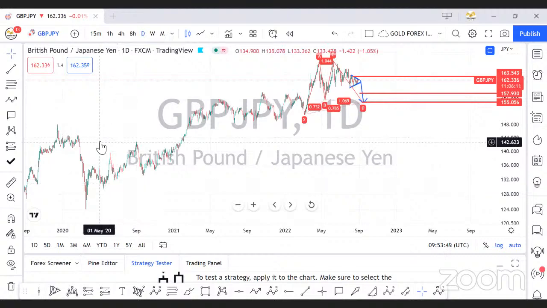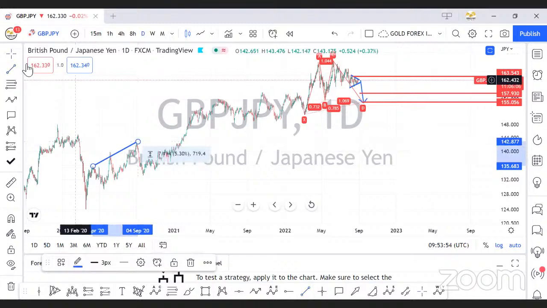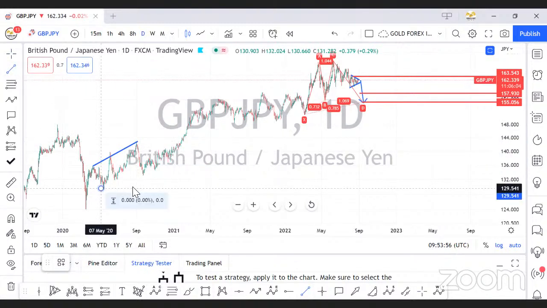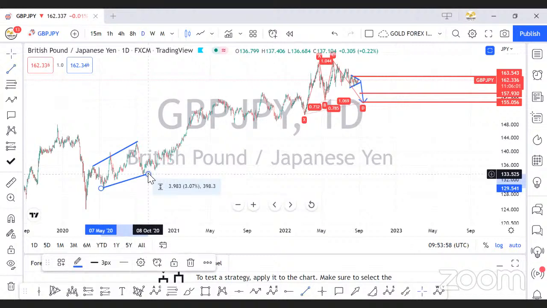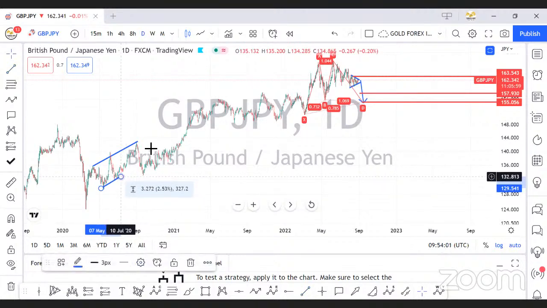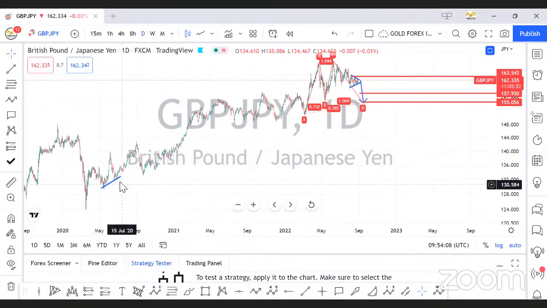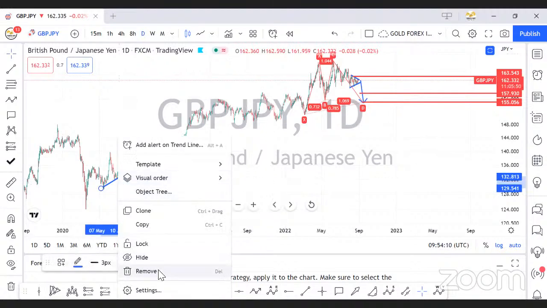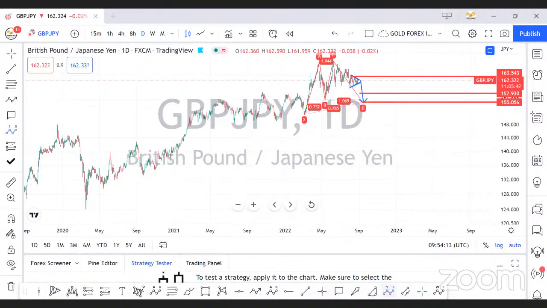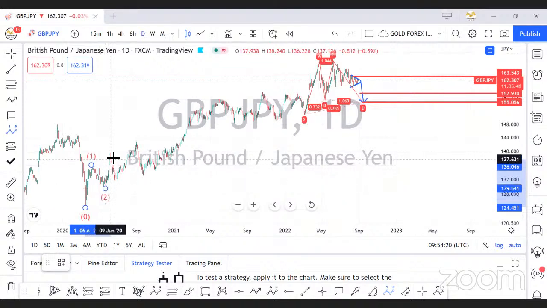So I saw this as wave one. So it started with a leading diagonal. 1, 2, 3, 4, 5.